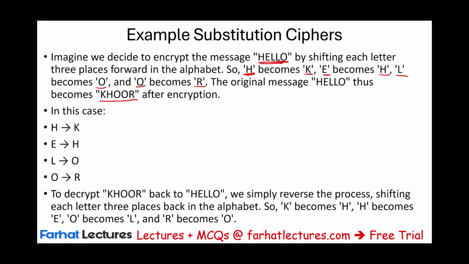We simply reverse the process, shifting each letter 3 places back. So the secret ingredient is take each letter and shift it back 3. So you take the K, shift it back 3, H shifted back 3, O shifted back 3, O shifted back 3, and R shifted back 3. So you can figure out that the word is hello.